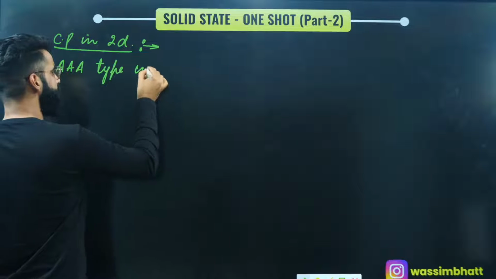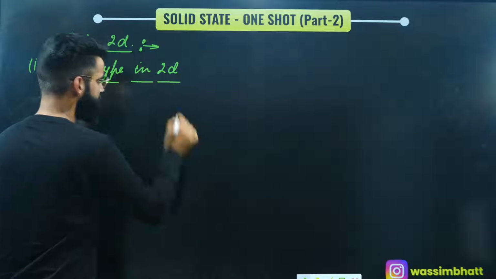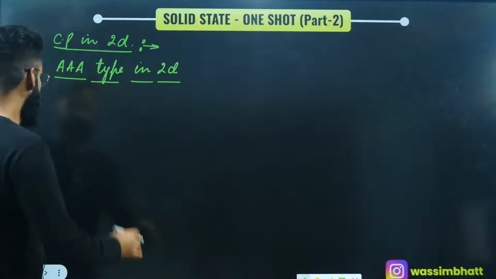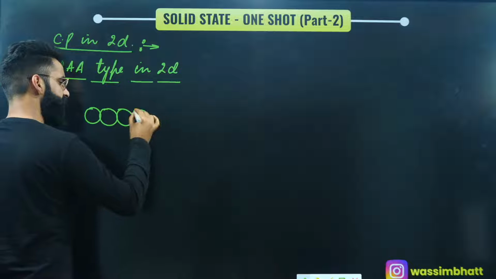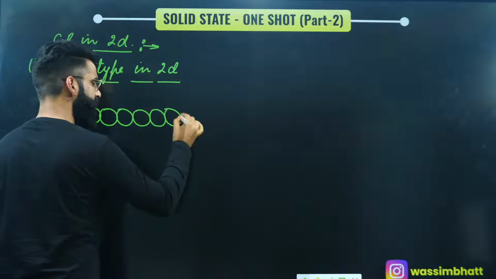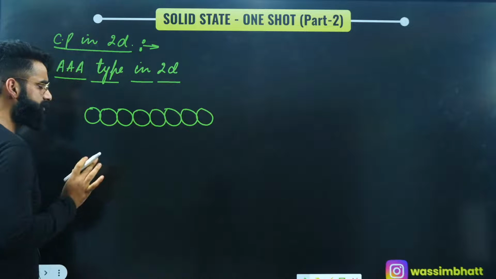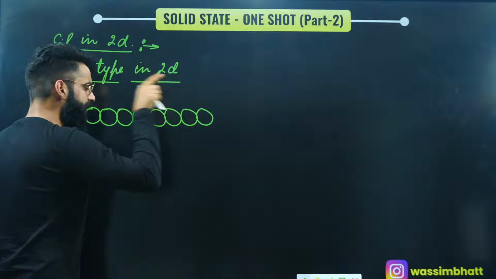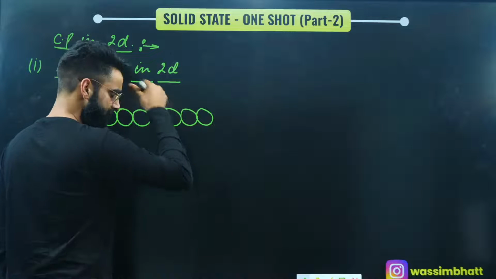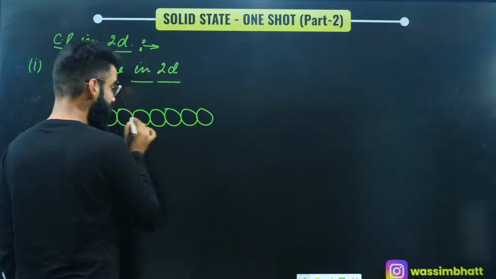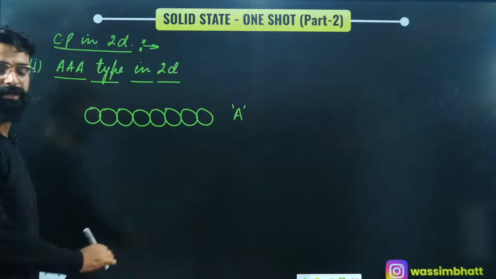AAA type packing in 2D. What is this AAA type packing in 2D all about? See guys, first of all, let's assume these are the constituent particles of the solid. I want you guys to take note of all these things carefully. So right now, I've arranged these constituent particles of the solid along, for example, the x-axis. Let me call this row of particles row A.